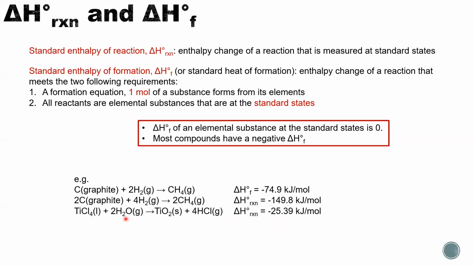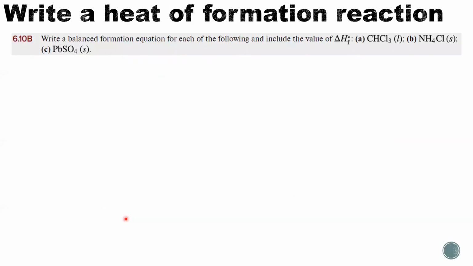Okay, so let's take a look at a problem. Write a heat of formation reaction. Write a balanced formation equation for each of the following, including the value of the standard heat of formation. A is CHCl3 in liquid phase. B is ammonium chloride in solid phase, and C is lead sulfate in solid phase.